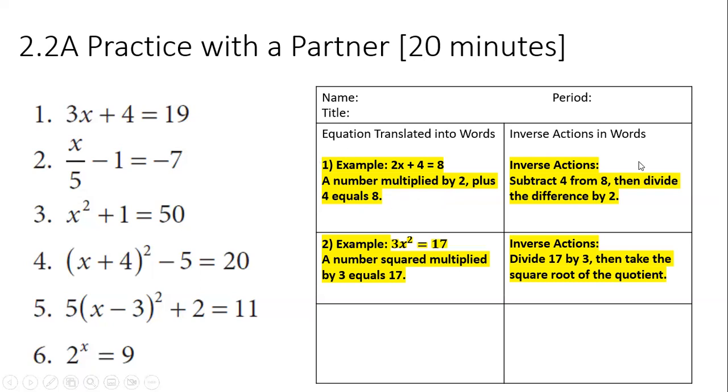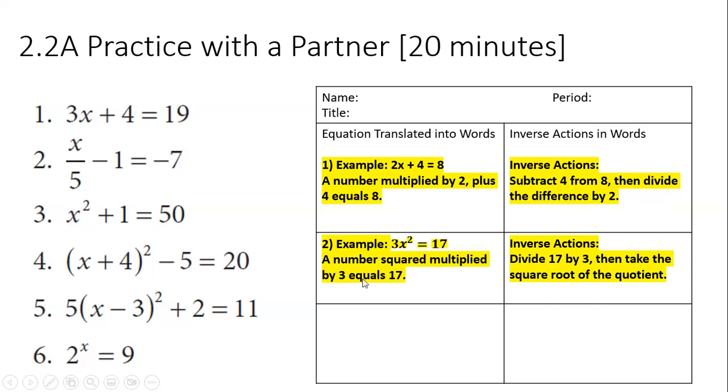Okay. Now, my inverse actions. Your inverse action is saying, if I wanted to get x by itself, what do I need to do? Well, I would need to subtract 4 from 8. Agree? Then divide the difference by 2. Is that true? Would I then have x by itself? Yes. Okay.